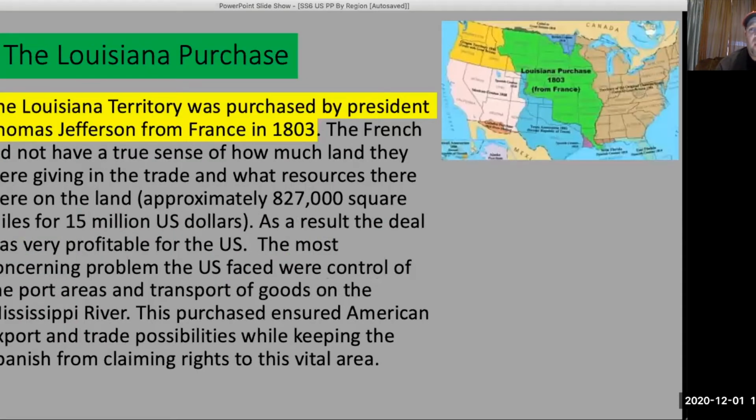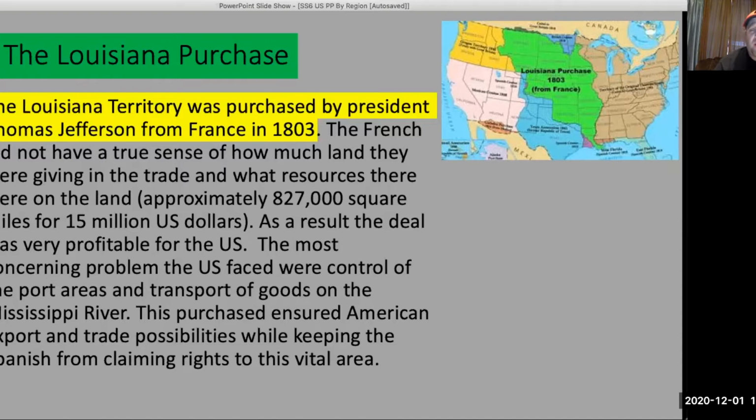Okay, so on this map here, you can see that large green area. That is the Louisiana Purchase. Okay, so it's almost doubling the size of the United States at that time. The Louisiana Purchase was purchased by President Thomas Jefferson from France in 1803. The French did not have a true sense of how much land they were given in trade and what resources there were on the land.